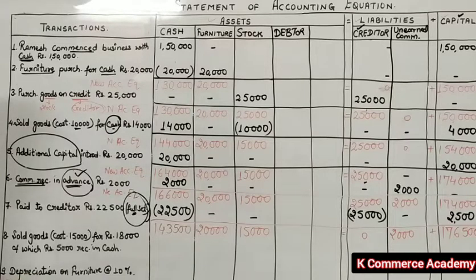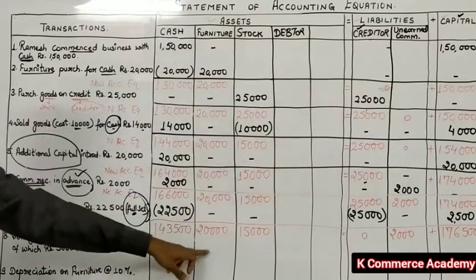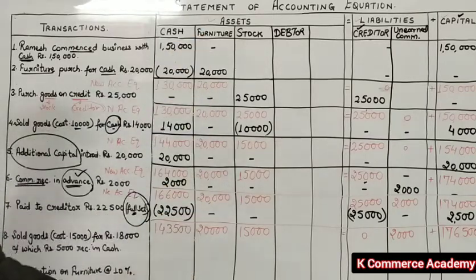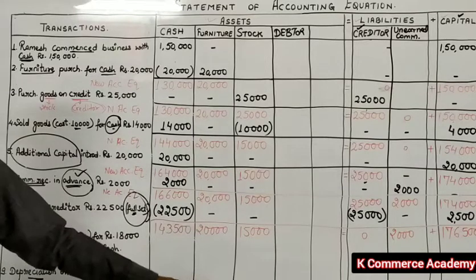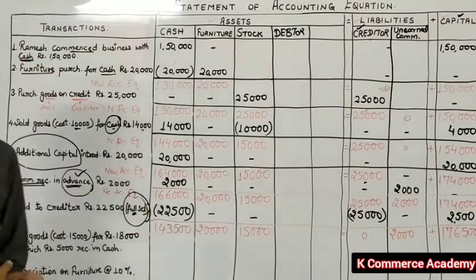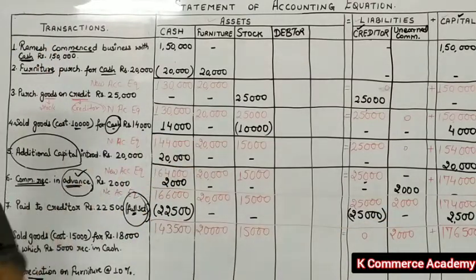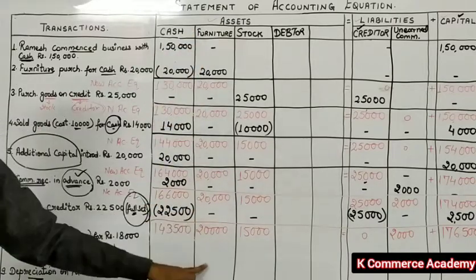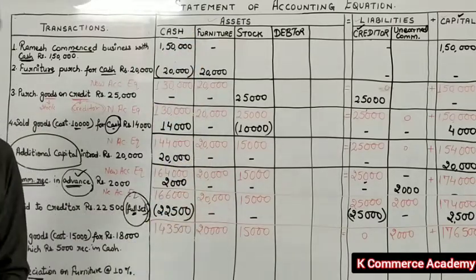Last is depreciation on furniture at the rate of 10%. What is the value of furniture? Furniture is of rupees 20,000. 10% of 20,000 will be rupees 2,000. What is the nature of depreciation? Depreciation is an expense, and expenses are always deducted from capital. So 2,000 will be deducted from furniture as well as from capital, because depreciation is an expense, so it is reduced from capital. And depreciation means fall in the value of an asset, so it will also reduce the asset's value.